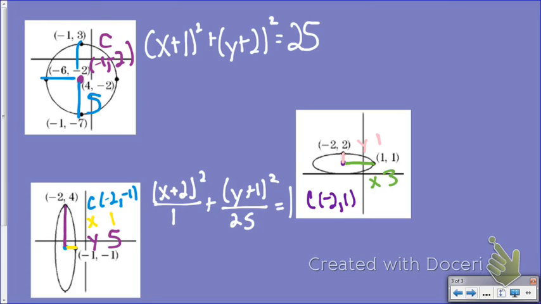So to write this in standard form, it's going to be x plus 2 squared divided by 9 plus y minus 1 squared divided by 1, and that whole thing is equal to 1. And this is just a little bit of review from Algebra 2 to help us for the next thing we're going to be looking at about circles and ellipses.